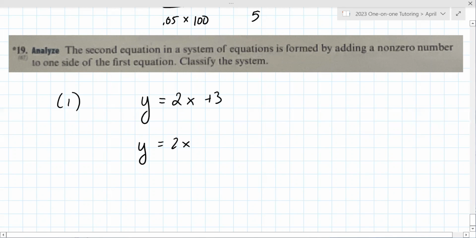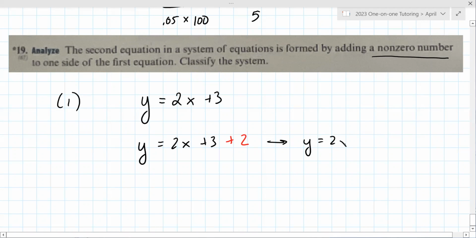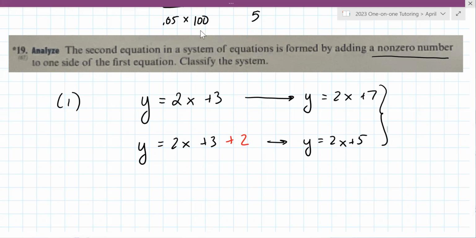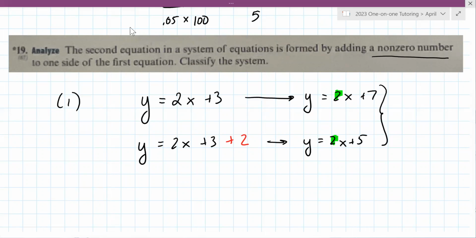The second equation is formed by adding a non-zero number to one side of the first equation. So I'm going to rewrite the first equation and I'm going to add a non-zero number. You're going to pick the non-zero number for us. Anything but 0. Yeah, 2. Okay, so plus 2. Okay, so this becomes y equals 2x plus 5. And the first equation is still y equals 2x plus 3. Mhm. These equations have the same slope, but a different y-intercept.